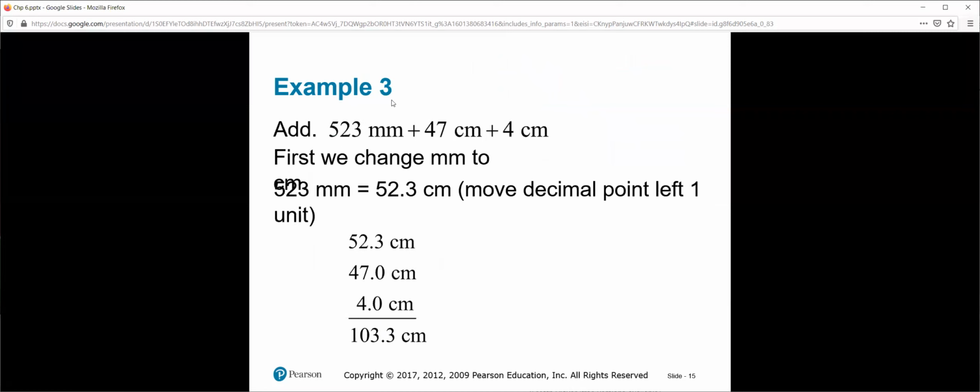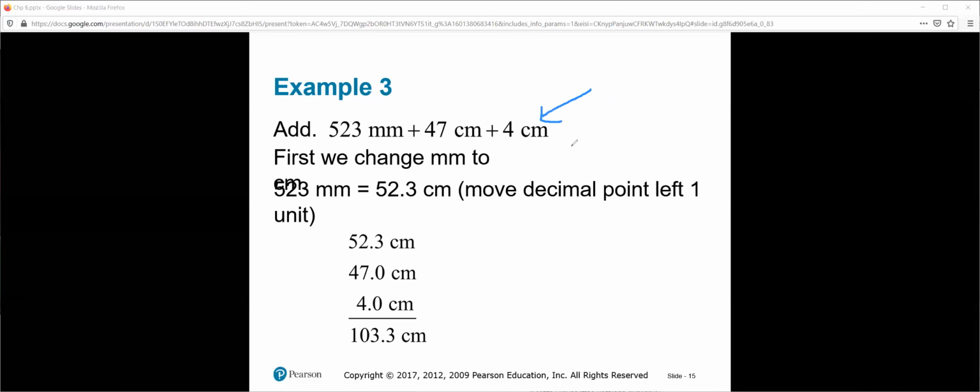So we could do complicated math such as this here, 523 millimeters plus 47 centimeters plus 4 centimeters, and we can make that very easy math to do because 523 millimeters is simply a unit conversion. Millimeter to centimeter.